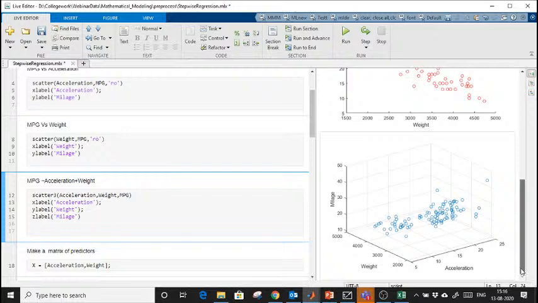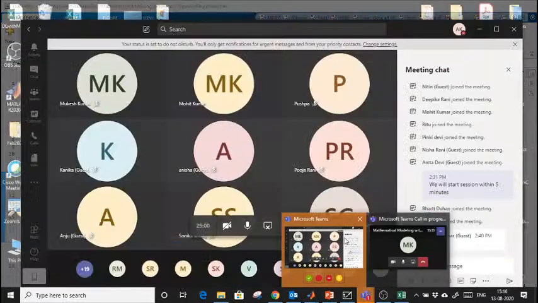Third one is mileage with respect to weight and acceleration. So in the 3D plot, we are not able to say how mileage is related to weight and acceleration. So it is very complicated to do this task, right? So again, that's why we are going to use stepwise linear regression. Okay.